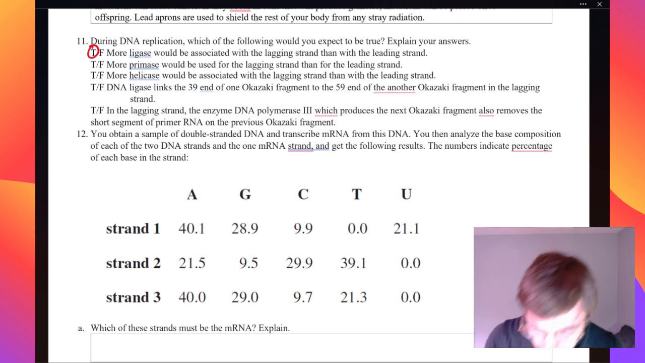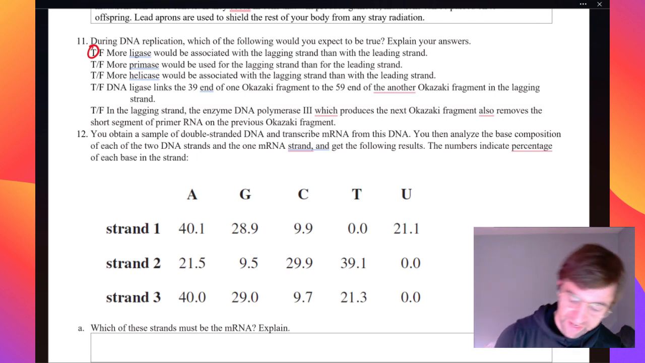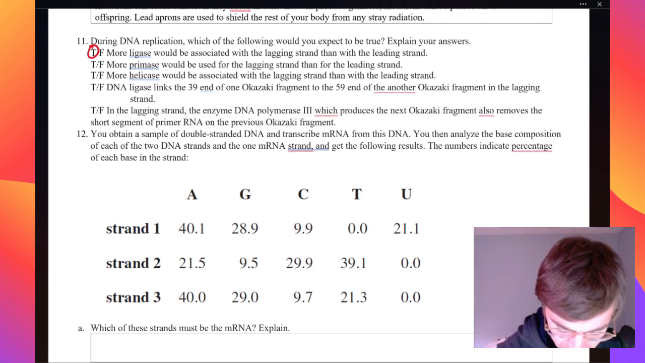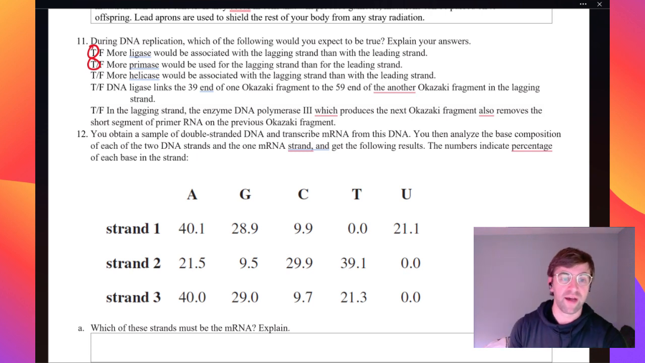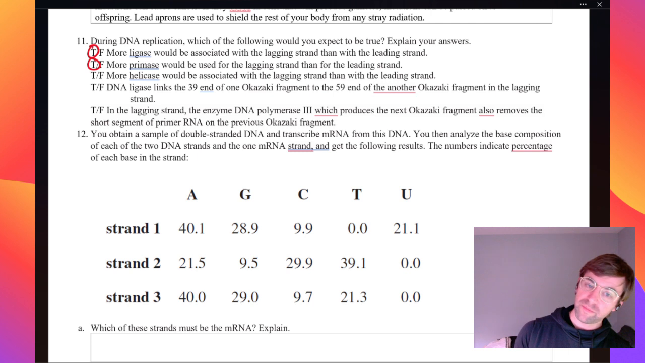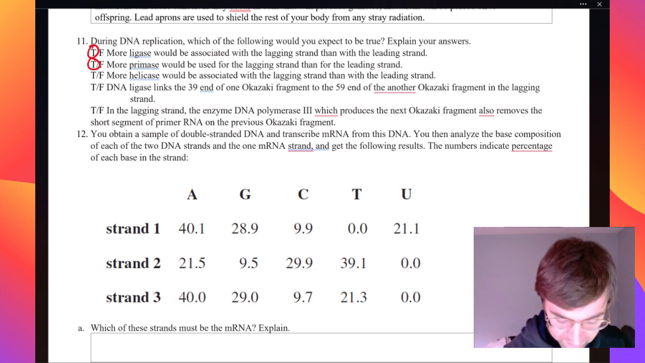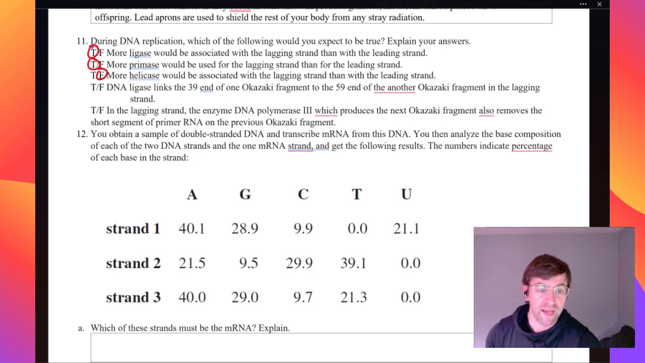Next up, true or false, more primase would be used for the lagging strand than for the leading strand. This is also true. Each new Okazaki fragment would be started by an addition of a short RNA sequence by primase. True or false, more helicase would be associated with the lagging strand than with the leading strand. This is false. Both strands would need to be unwound equally.